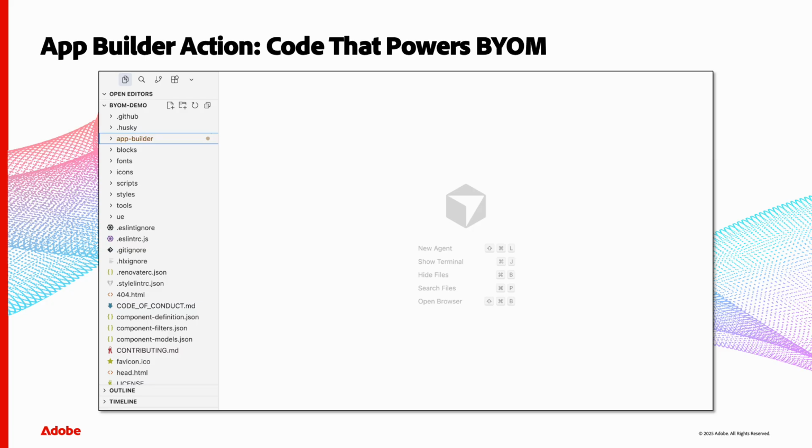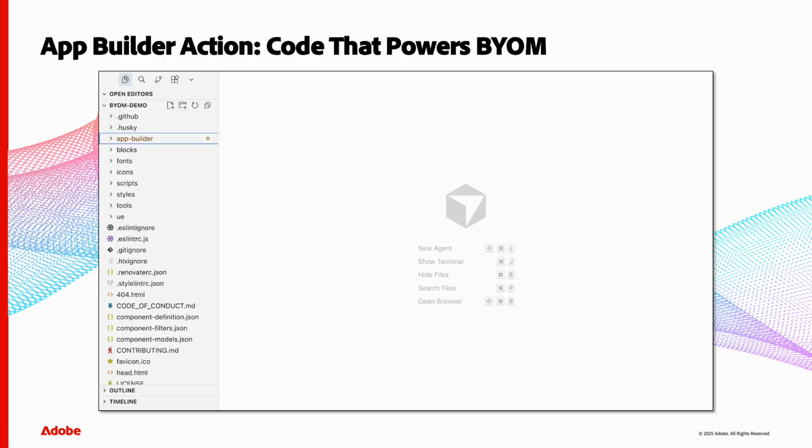Let's go deeper into the App Builder part of the solution. To have something to show, we've set up a small demo repo with the App Builder code as well as the Edge Delivery code. This demo repo integrates a random user API that responds with random users.